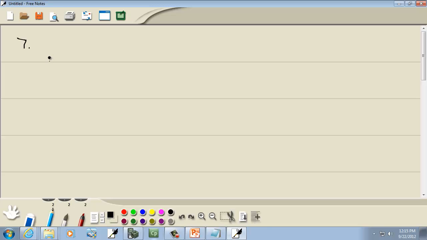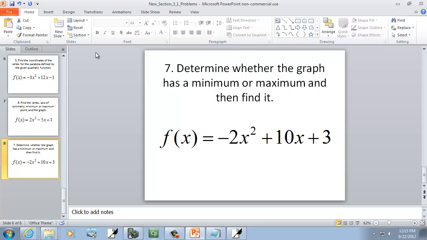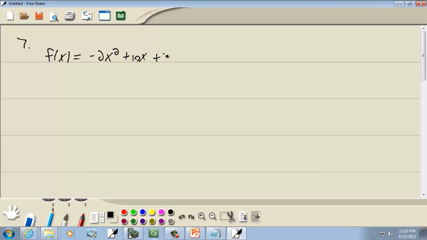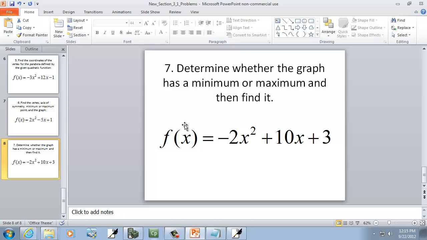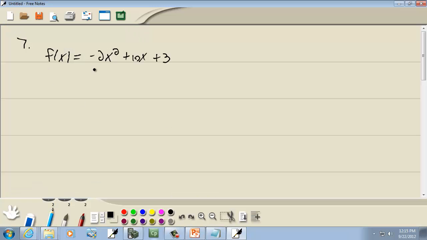Number 7. We got f of x is equal to negative 2x squared plus 10x plus 3. The instructions say determine whether the graph has a minimum or maximum, then find it. Remember, to find a minimum or maximum, you find our vertex, and the y part of our vertex is our minimum or maximum. To begin with, a is the number before our x squared. Here, a is negative 2, which means the graph opens down. Since it opens down, we're going to have a max. So we know that part already. So let's find our vertex.